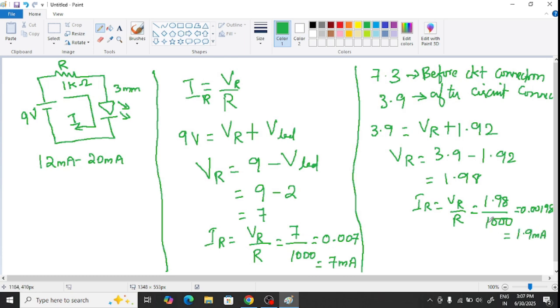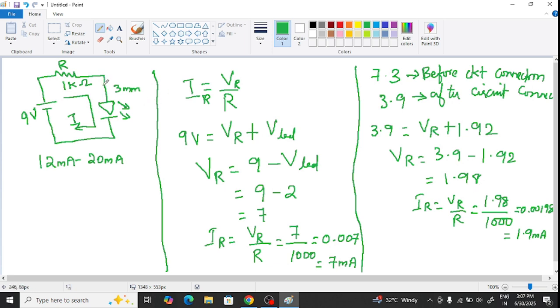So for this particular circuit, theoretically we have seen 7 milliamps of current is flowing, but practically for the same circuit, the same 9 volt battery I have taken, but the battery voltage is only 3.9 after I have connected it to the circuit, and with a 1 kilo ohm resistor and then a 3 mm LED, the current flowing is 1.9. So we will check it in our real time circuit.